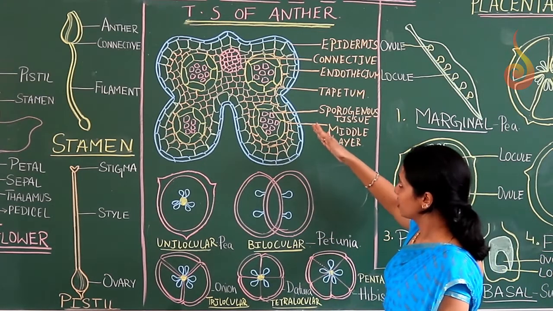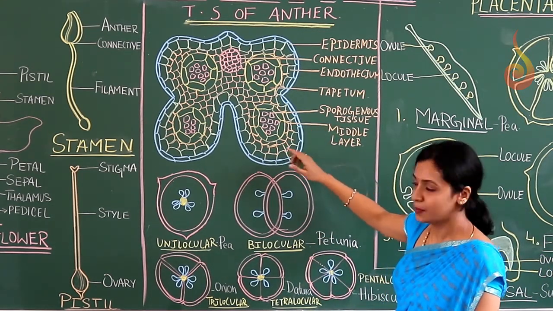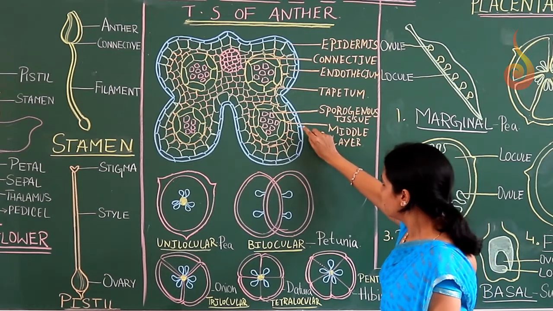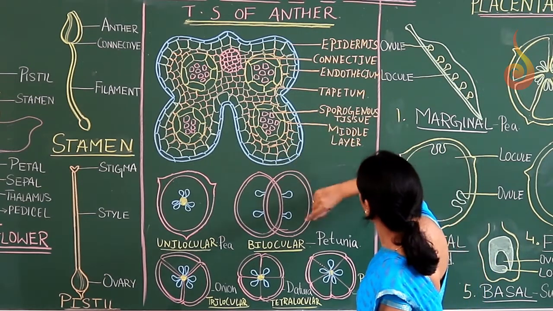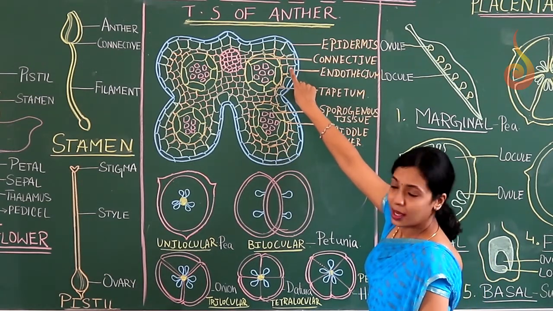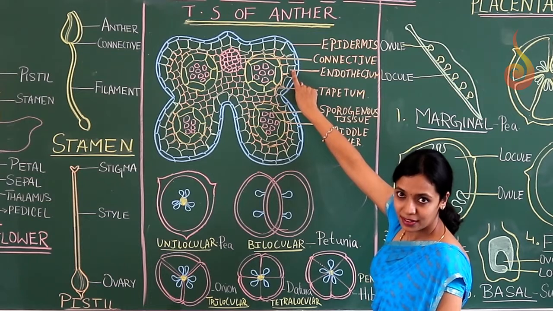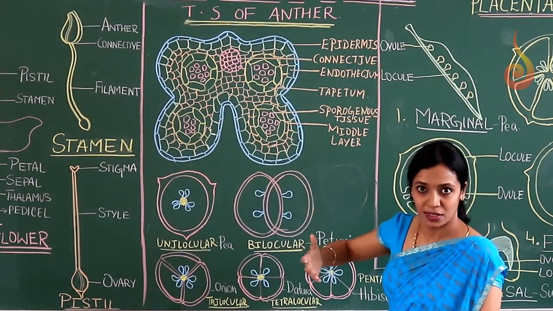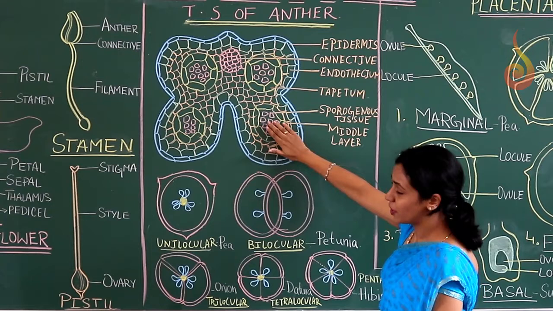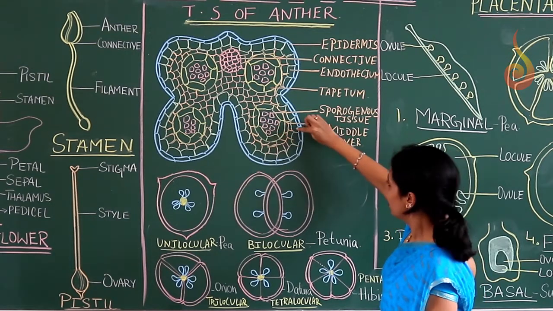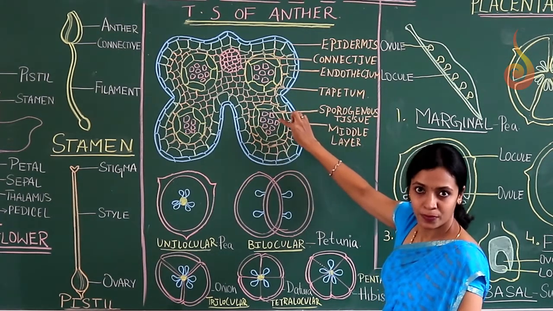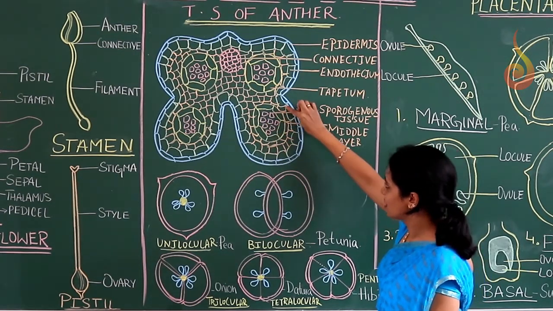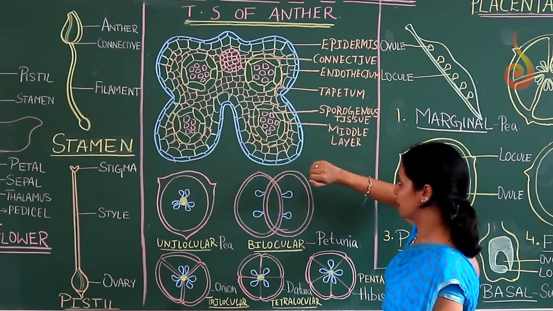So this epidermis serves a very important function of protection. And this is a single layer. Underlying the epidermis, we have something called the endothecium. Endothecium also is a single layer. Eventually, after the pollen grains are produced, they need to be dispersed. In order to ensure the dispersal of pollen grains that are produced here, these will help. So these endothecial cells will help in the dispersal of pollen grains.